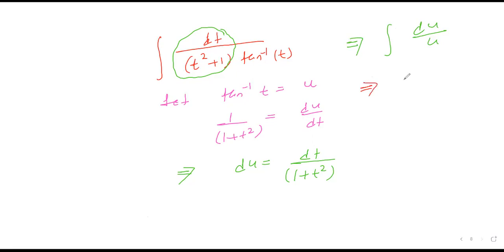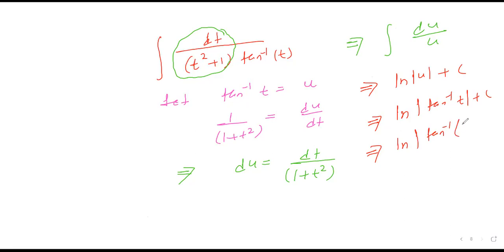After integrating, you will get ln modulus u plus constant of integration c. U is tangent inverse t, so you have to replace u in terms of t. Now it is ln modulus tangent inverse t plus c. Now again you have to replace t by x plus 1 by x. It is ln modulus tangent inverse of (x plus 1 divided by x) plus c. So this is your final answer.